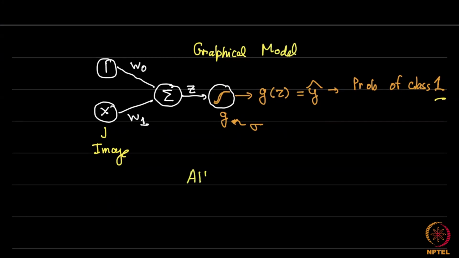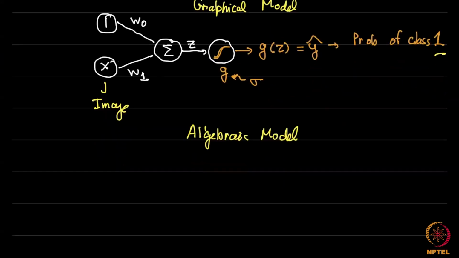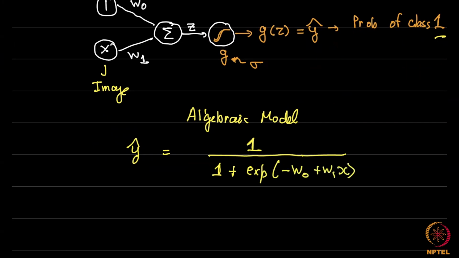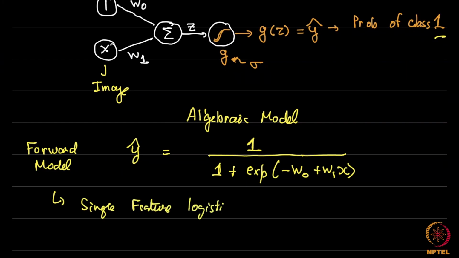Here is the algebraic model. I have already written it, but let me write it out explicitly. Our algebraic model is Y hat equal to sigmoid, which is 1 by 1 plus e to the power minus (W0 plus W1x). So this then is our forward model for single feature logistic regression. This is called the logistic regression model.